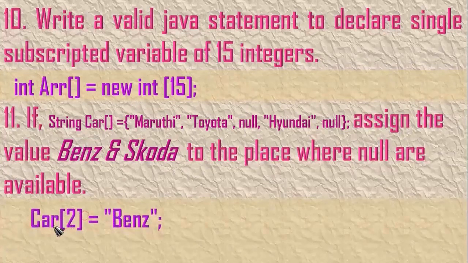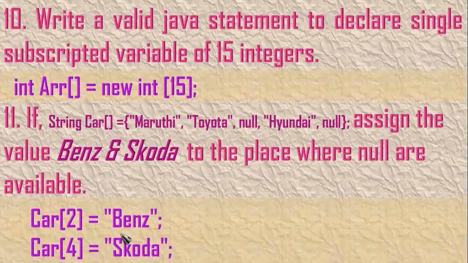So what do we write? CAR is the name of the array, so car of 2 will be Benz. That is inside double quotation, as it is a string type. Next, counting 0, 1, 2, 3, 4, index 4 is the next null value. So we will have car of 4 is equal to Skoda in double quotation.